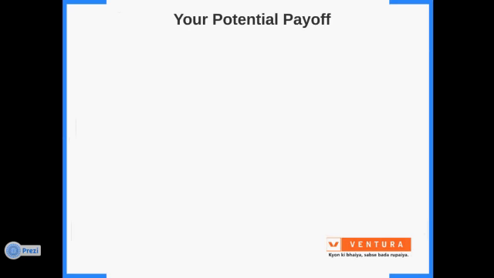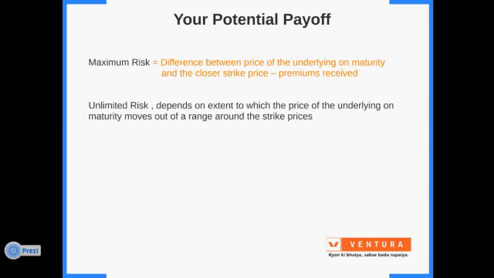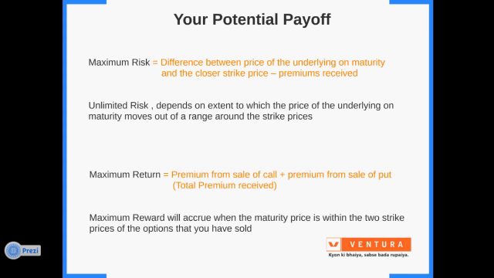Now let's see what your potential payoff could be. In a short strangle, your returns are limited to the premiums that you receive. Your risk, however, is unlimited. It is determined by the extent to which the price of the underlying is different from the strike prices at which you have sold the options. The further away the maturity price from the strikes, either above or below, the greater will be your loss.